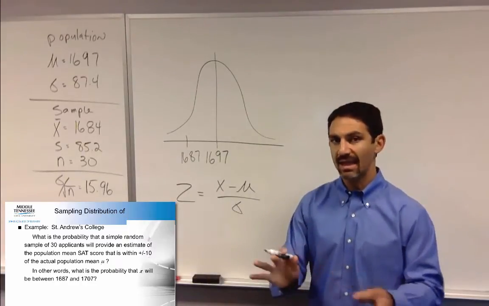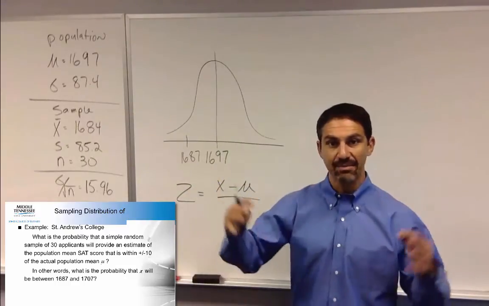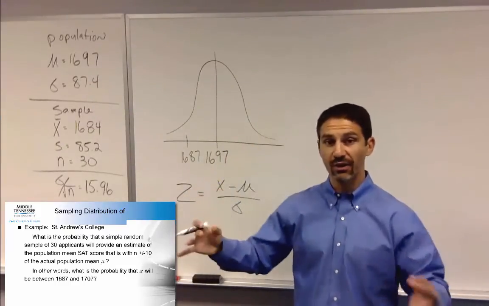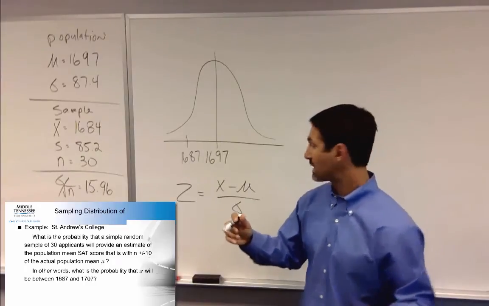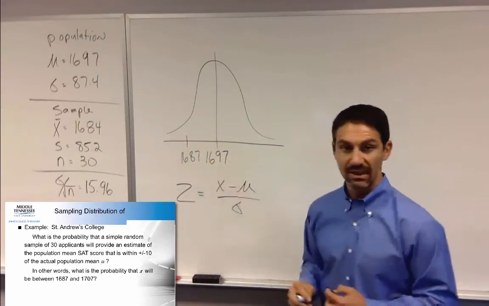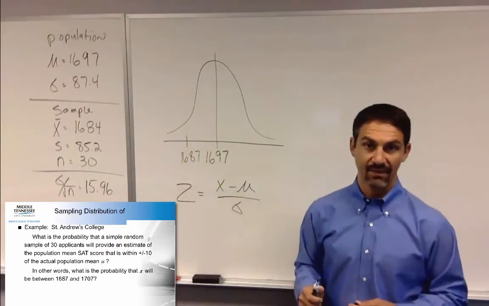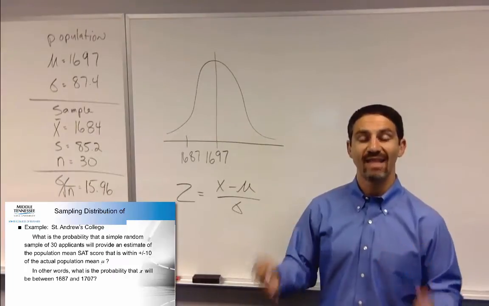Well, now I'm not saying that, okay? I'm not saying a value of x. I'm not saying one individual. I'm saying a sample of 30. If I took all 30 scores, what's the probability of being between 1687 and 1697? Or less than 1687? So how do I find that information?